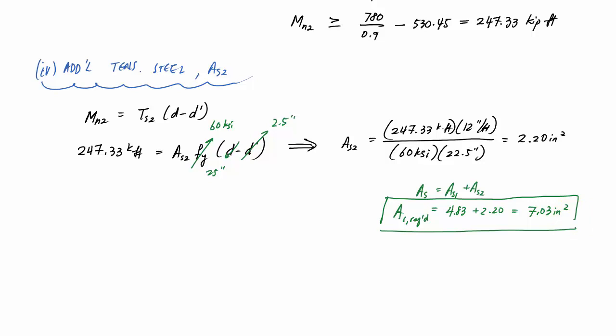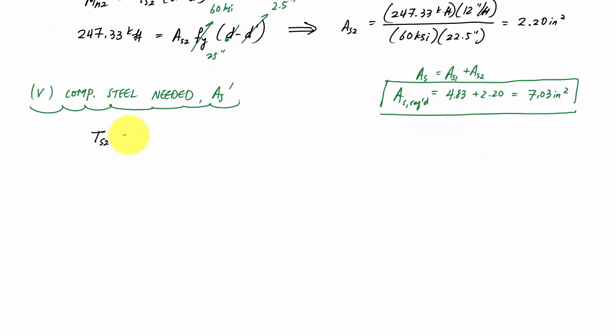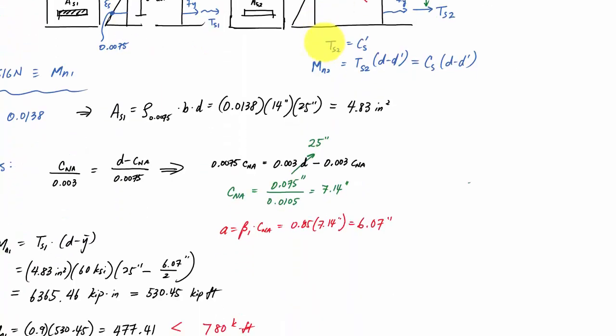Now we have to determine the compression steel. So 5, compression steel needed, and that's going to be from our equilibrium equation, AS prime, and we're going to use equilibrium for this, which is that TS2 equals CS prime, and here this is AS2 Fy equals AS prime Fs prime. Okay, so the question is, what do I use for Fs prime? Did it yield or did it not?